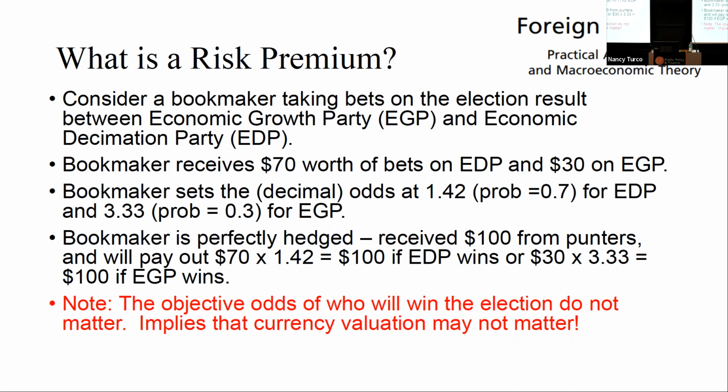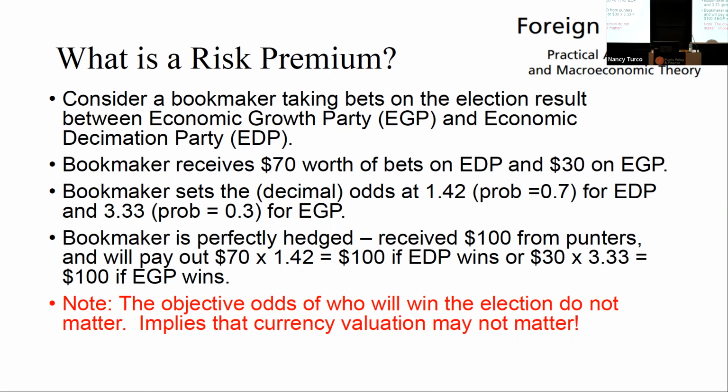The fact is 70% of people put down their money on the Economic Decimation Party and 30% put their money on the Economic Growth Party. And that's what determined the market price. That's what determined the odds, right? So that's a huge thing. Forget doing the analysis on the polls. That's all the bookmaker needed to know. You just need to know the flows of capital.